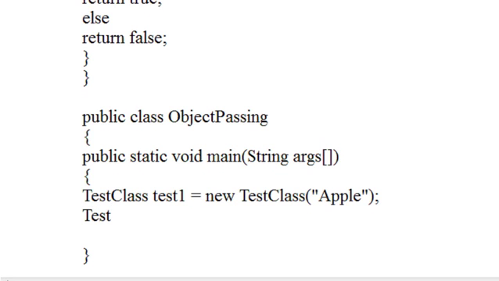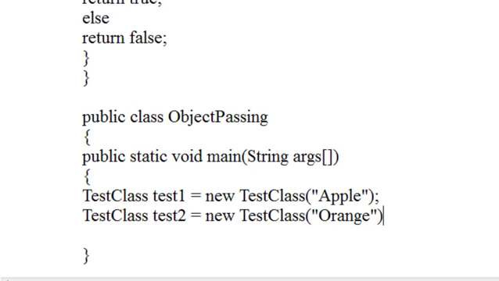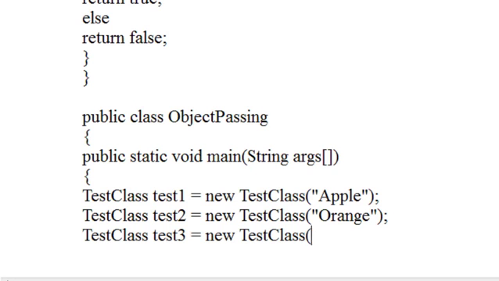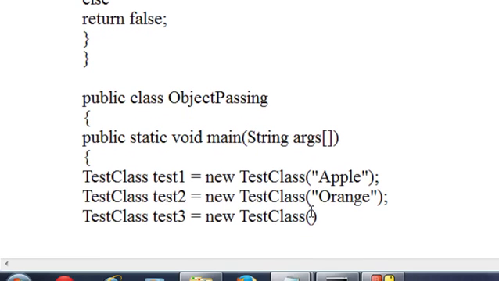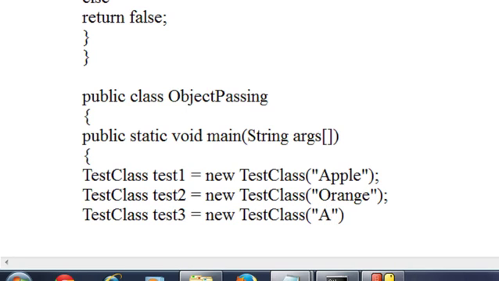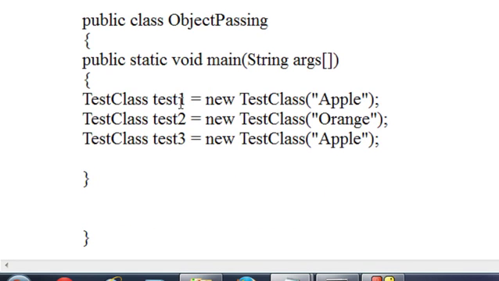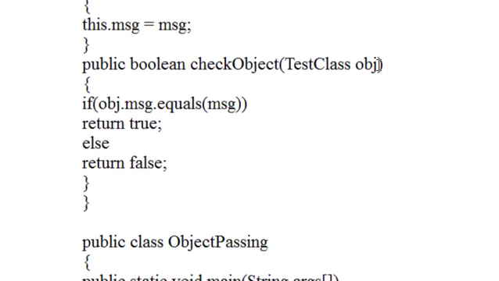Again I am going to create another object of the same class, TestClass test2 is equal to new TestClass, and I give it as orange. Again I create another object, TestClass test3 is equal to new TestClass, again I give it as apple.